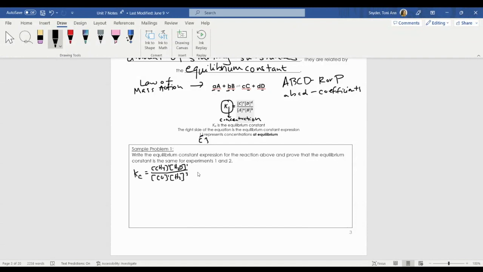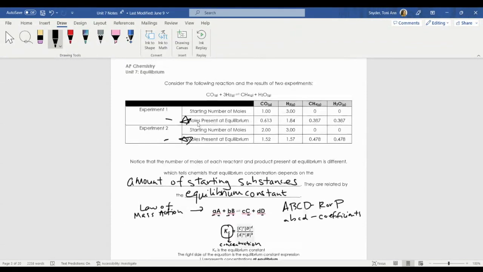So we want to show, is Kc going to be the same value for experiment 1 and for experiment 2? Let's do experiment 1 first. Let's plug in our values. I'm going to use these values at equilibrium. We're going to assume that this container is 1 liter. So rather than moles at equilibrium, if it's a 1 liter container, this would be the concentration. That's something we'll get into later in the unit that really should be specified up here, but it's fine. All of these will be in concentration because we'll assume it's a 1 liter container.